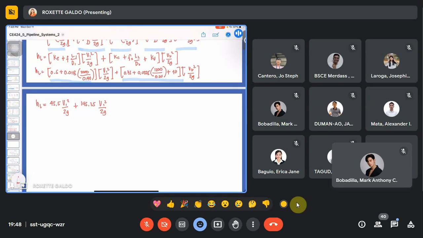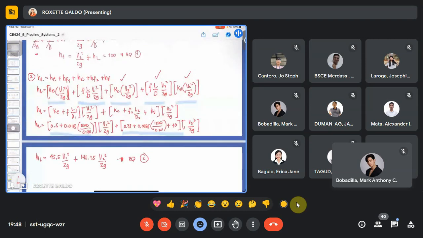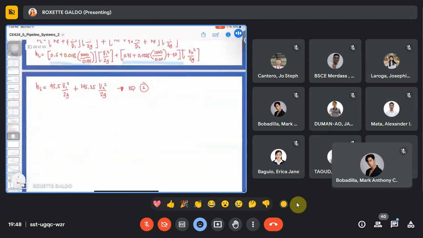Okay. So V1 and V2 are both unknown, so we cannot proceed with the equation. We have to leave this as is. Let us call this equation 2. We have equation 1 and equation 2, none of which can be used to solve for one value. We need another equation.